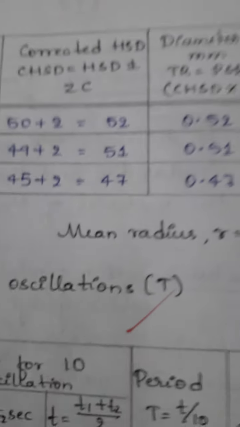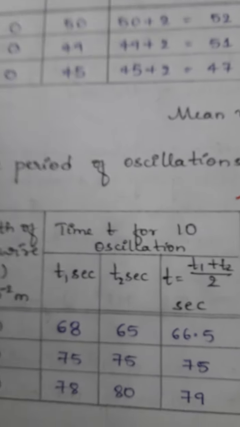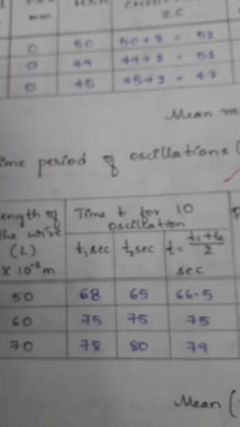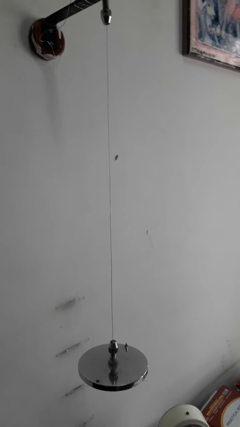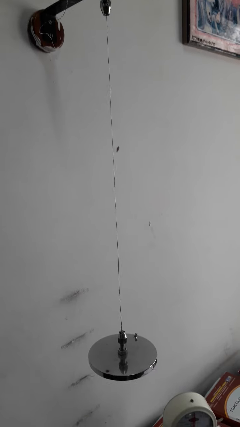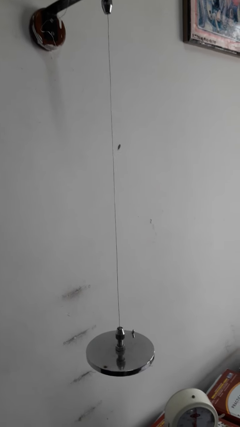Then we also want the time period. How to conduct the time period? For that, you can observe the experimental setup. Already you know the torsional pendulum. In a torsional pendulum, the upper end is fixed and the lower end is connected to a circular disc, or whatever body we can connect at the lower end.